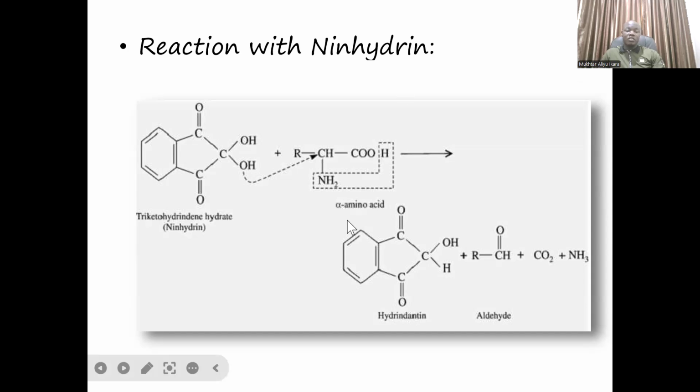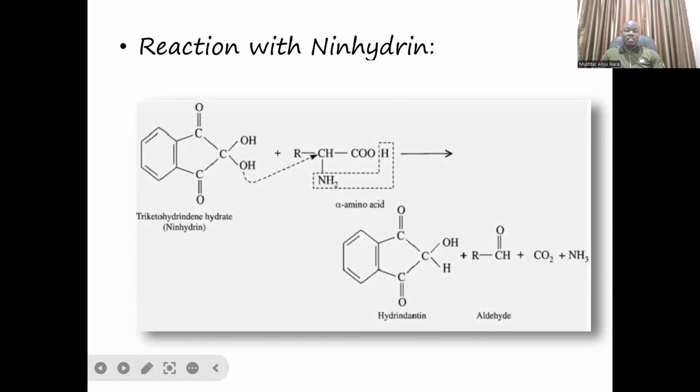The next type of reaction, apart from the decarboxylation reaction, is a reaction with anhydride. Amino acids are known to react with anhydride. So you see, we have an alpha amino acid here where the anhydride reacts with the amino acid to produce aldehydes, carbon dioxide, ammonia, and hydrogen. This is what is generated after the reaction.